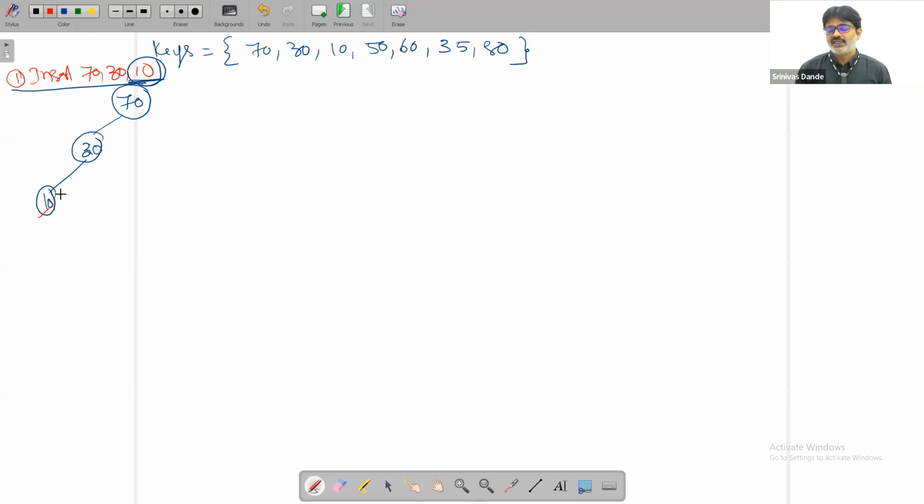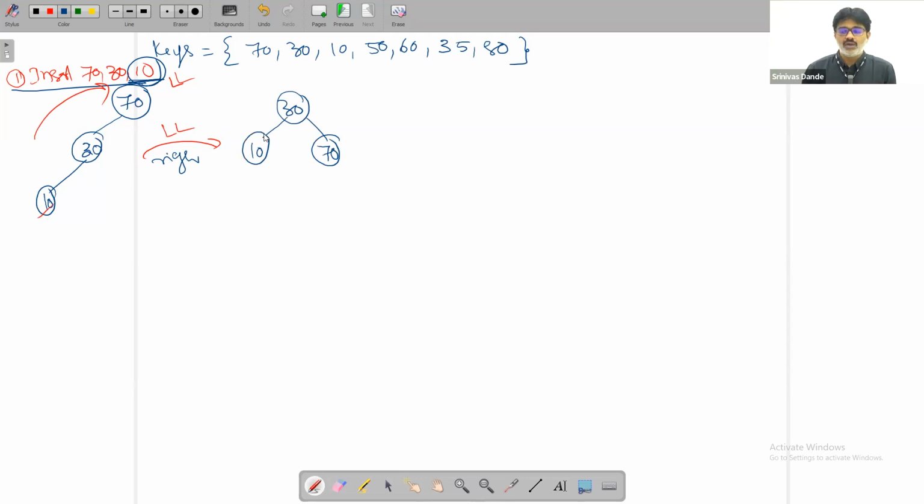Actually LL rotation, where you need to rotate towards the right. Wonderful. So this is causing LL. I'm writing LL. Do the LL rotation. When you do the LL rotation, you are shifting towards the right. See the diagram. The right side you go. So right side you go means what should be the root, guys? Root becomes 30 and 70 this side. Left is 10. Balanced. Okay. Step 1 is done.